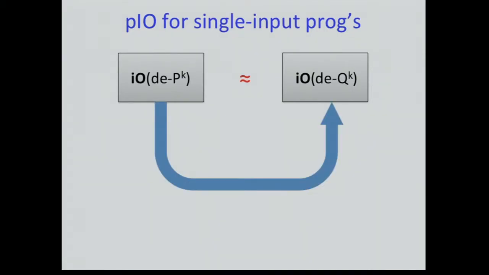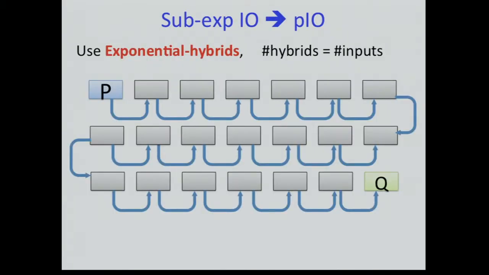Therefore, if there were only one input, in fact, even IO suffices for this construction. And you don't need puncturable PRF even for this. We don't need puncturable for this single-input case. But when you go to multiple inputs, we're going to start to look at an exponential number of hybrids, where the number of hybrids is the same as the number of inputs.